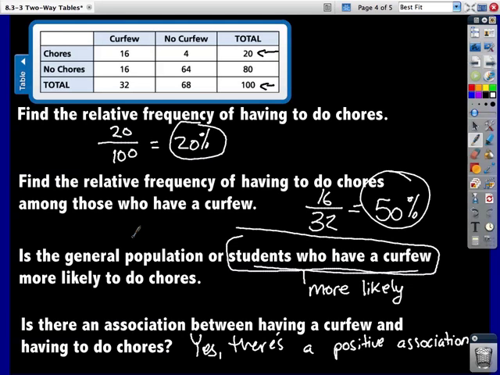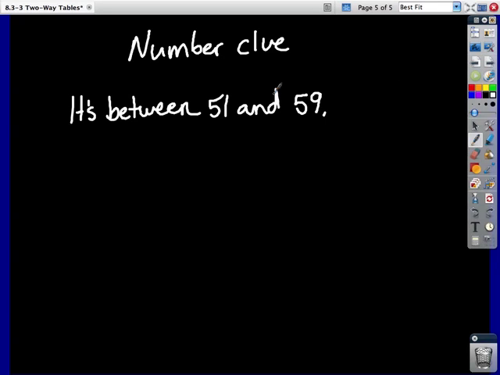All right, guys, I'm going to leave you with that right after I give you the number clue. Number clue, this is the last one. It is between 51 and 59, and with that, you should be able to get the number.